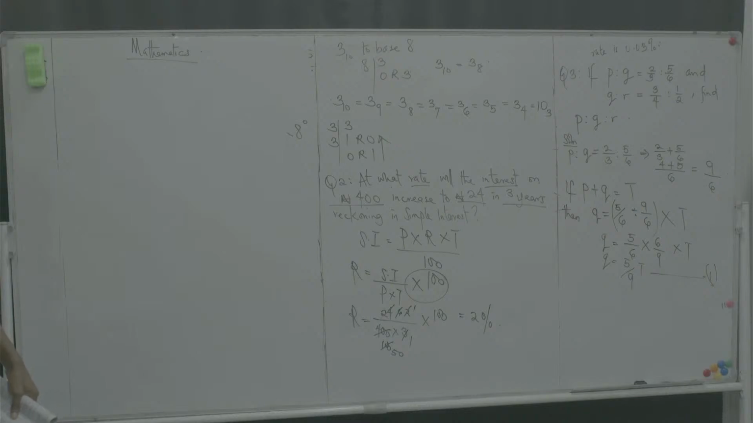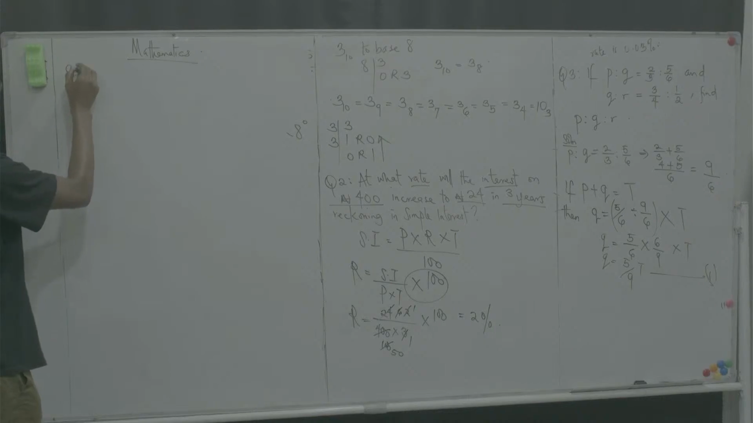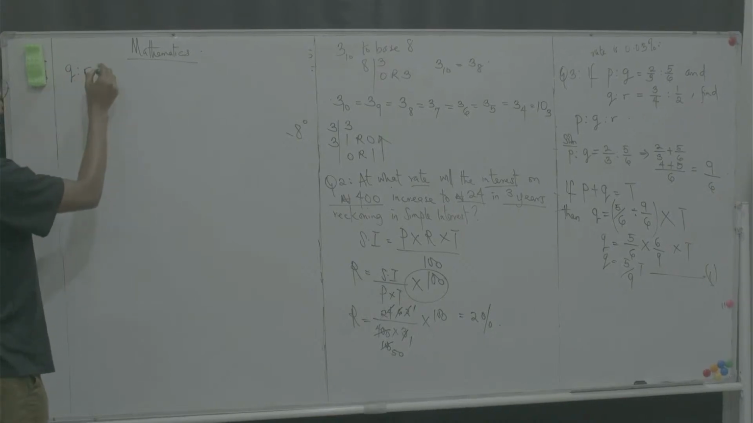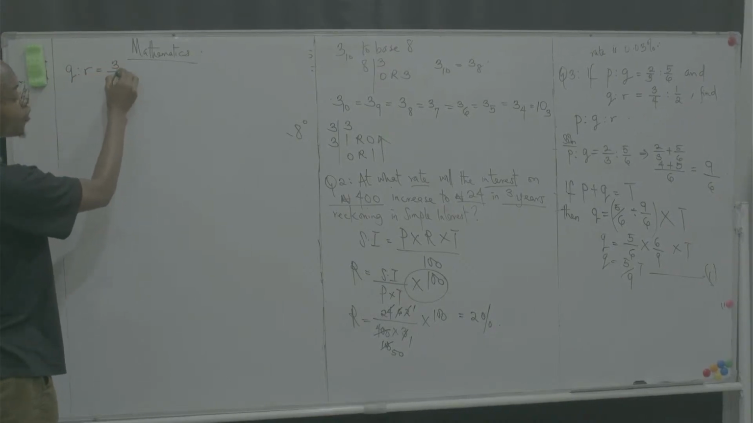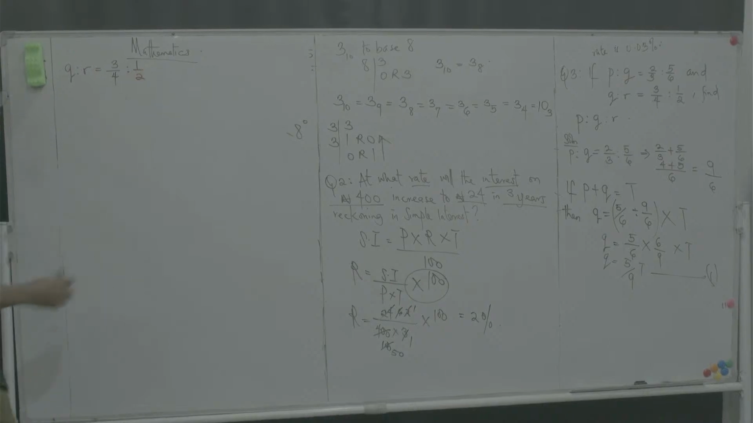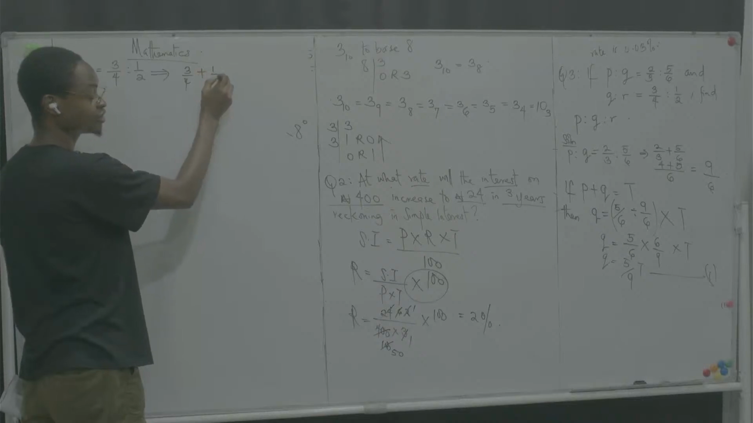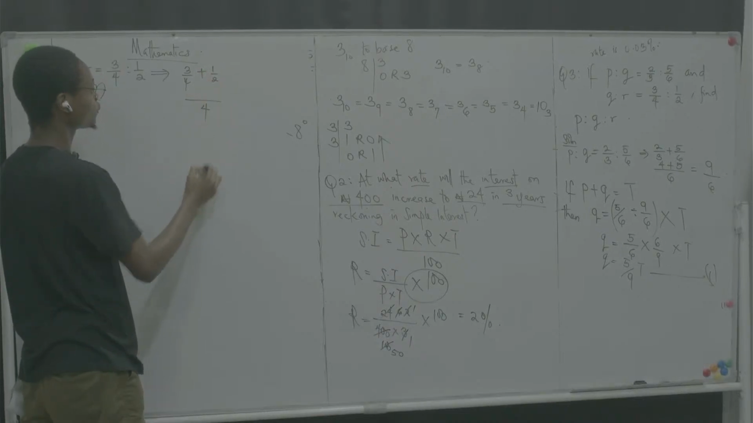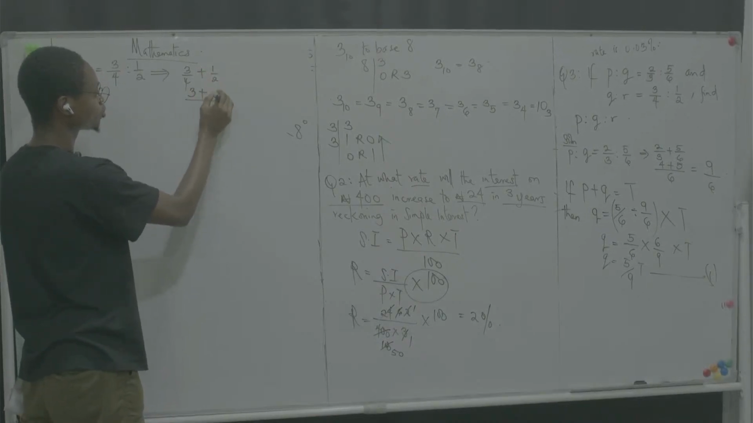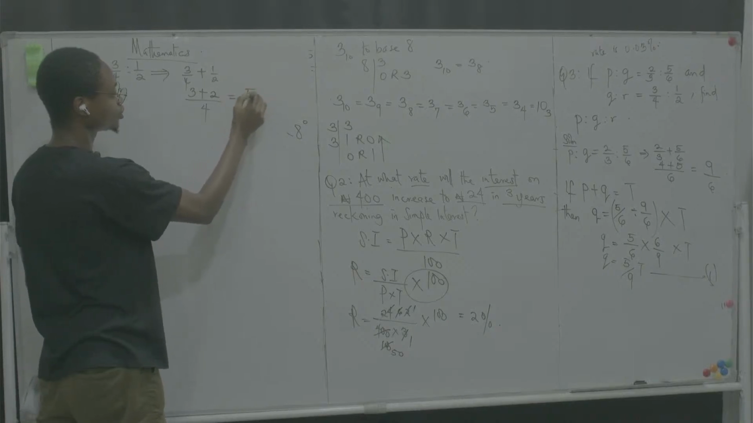Now, are we ready? In the second case, Q ratio R is equal to 3/4 ratio 1/2. Abi? Which means the total ratio in this case is going to be 3/4 plus 1/2. Abi? LCM is 4. This will be 3 plus what? 2. This is going to be 5/4.